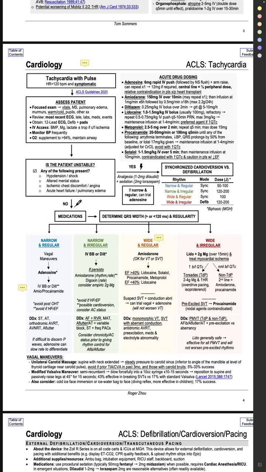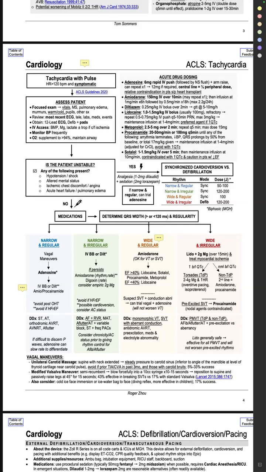So let's say the vagal maneuvers are ineffective at breaking the tachycardia. The next thing you could do is adenosine. The dosing for that is 6 milligrams rapid IV push, followed by a normal saline flush, plus the arm raise, and then you could repeat one time with double the dose. Make sure if you're using a central line, you use half the dose.